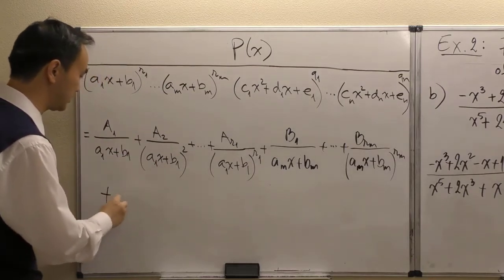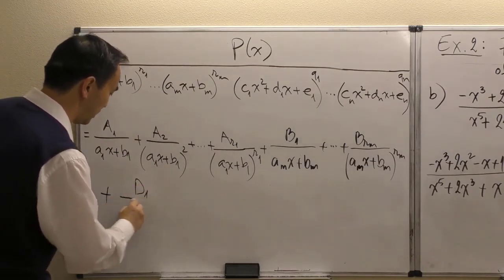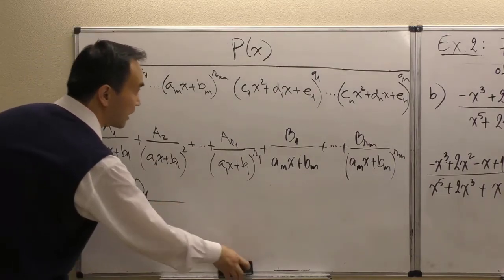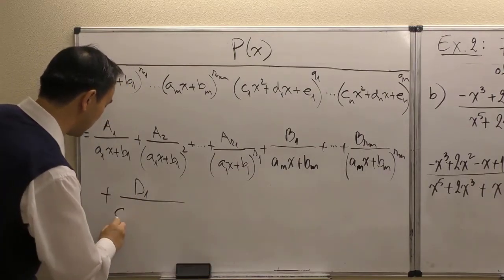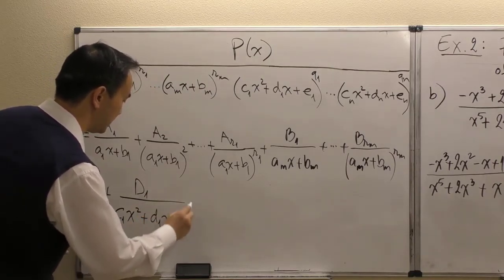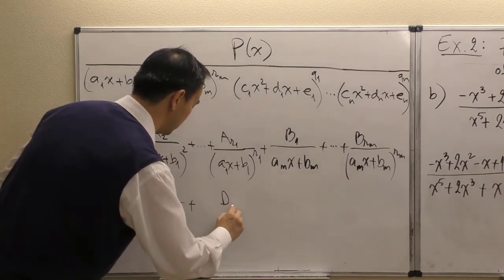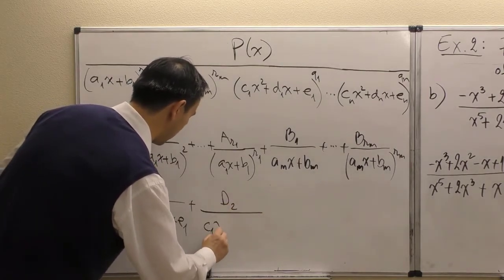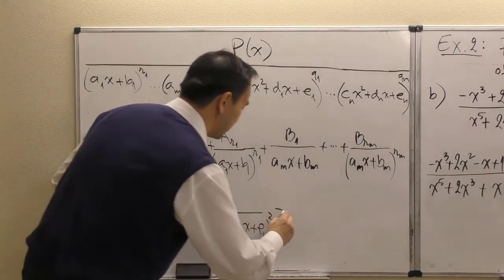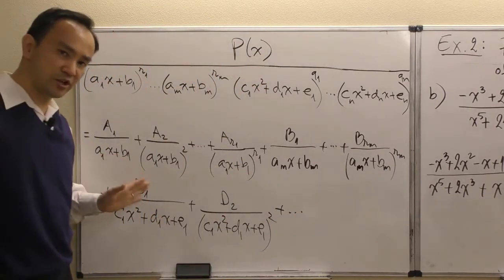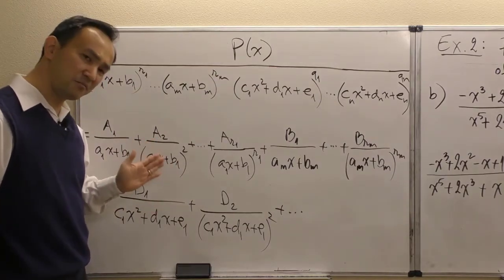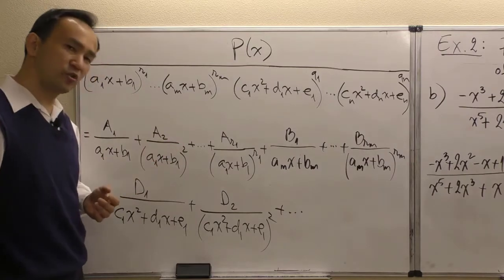And then once we're done with all the partial fractions that contain the linear factors, we're going to start advancing over to all of the irreducible quadratics. So that's not A anymore, it's C, D, and E. So C1 x squared plus D1x plus E1, and then square that, and then keep advancing. All right, so that's a generalization of how we can do any partial fraction decomposition for any rational expression.